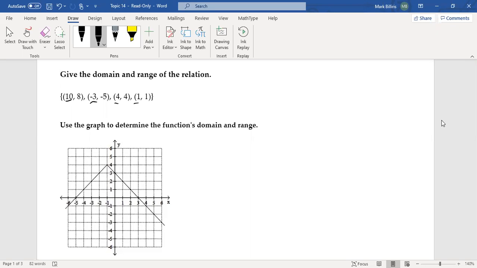So in this case, the domain would be 10, -3, 4, and 1. The range is simply the second values, because it's our y values. So it'd be 8, -5, 4, and 1.